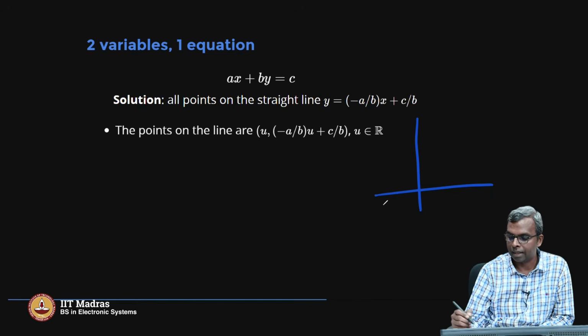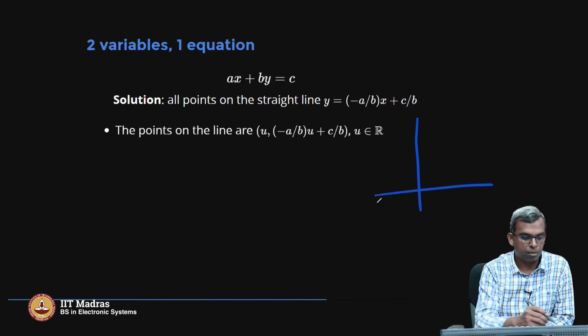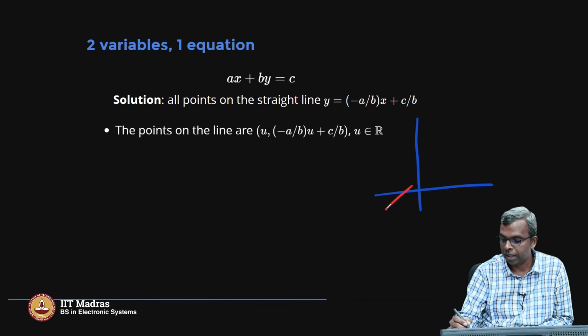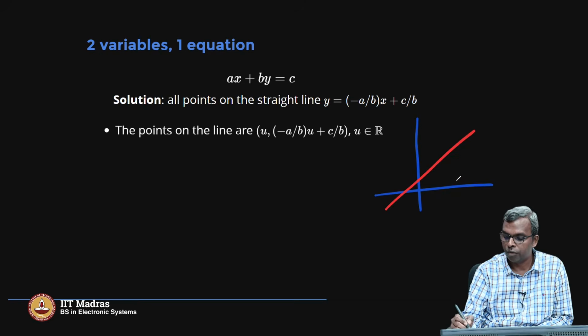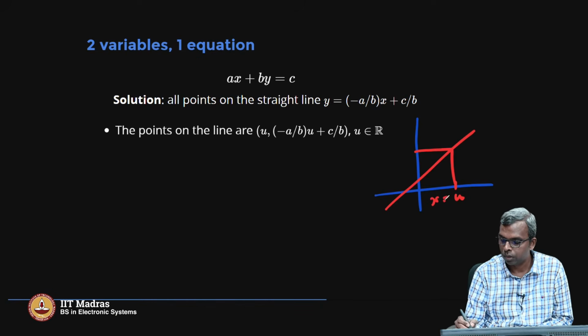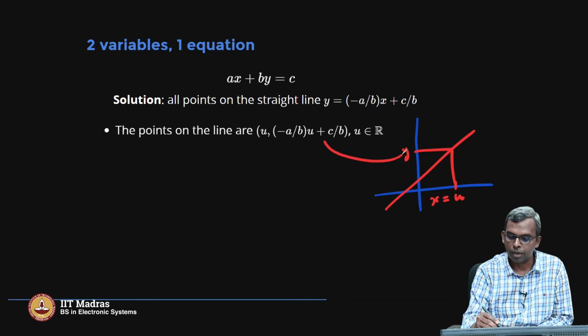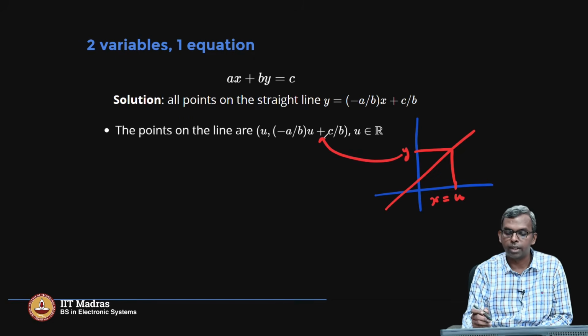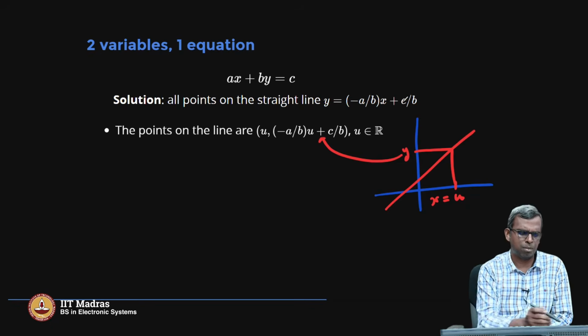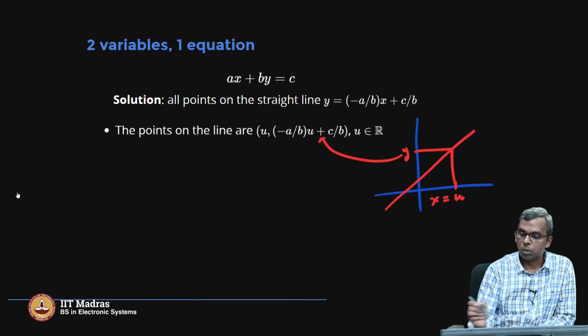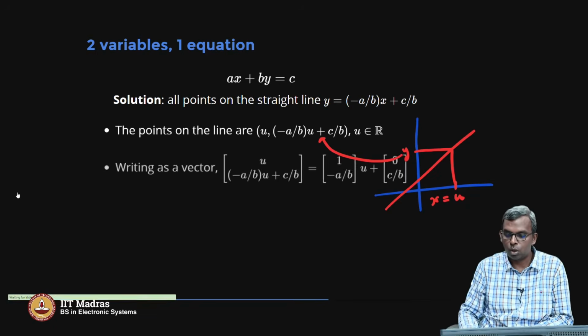So you have an axis here, and then you have a straight line. For every u here, you're going to have a corresponding x. If you put u, you're going to get a corresponding y, and that will be this point. That's all that is going on here. So x is u. Every u you have on the real line, you will get a corresponding y, that is minus a by b u plus c by b. Simple in some sense.